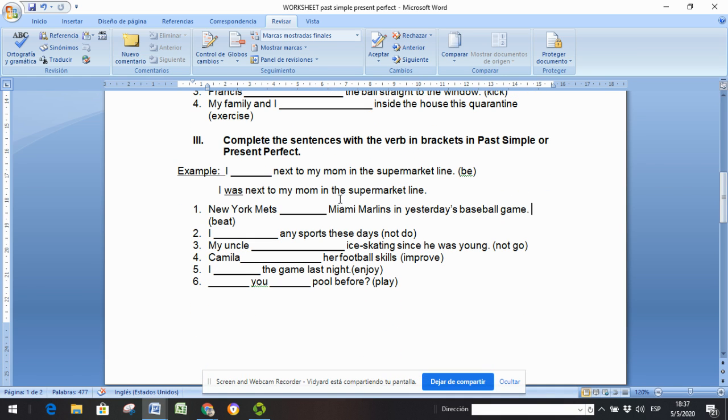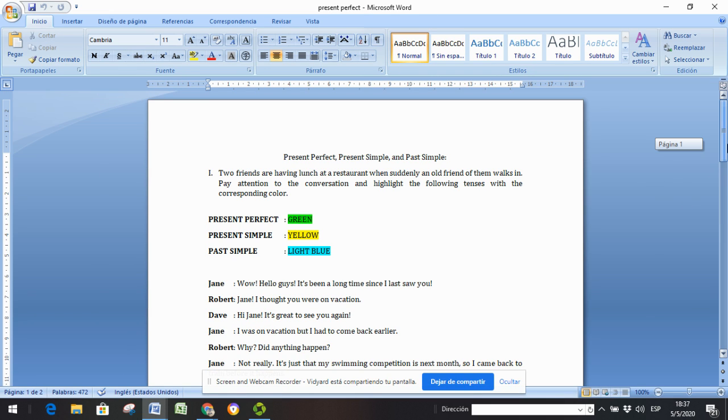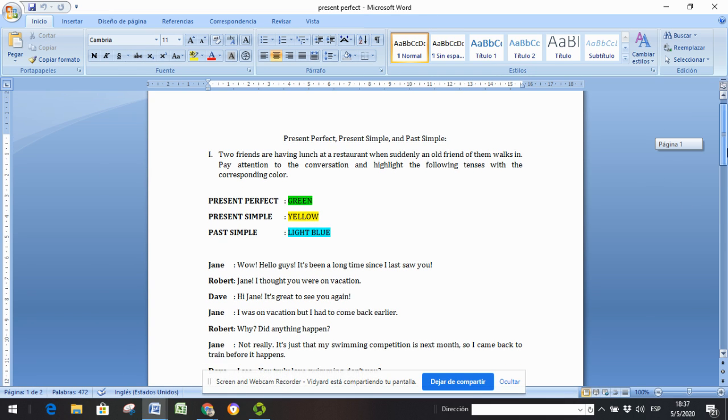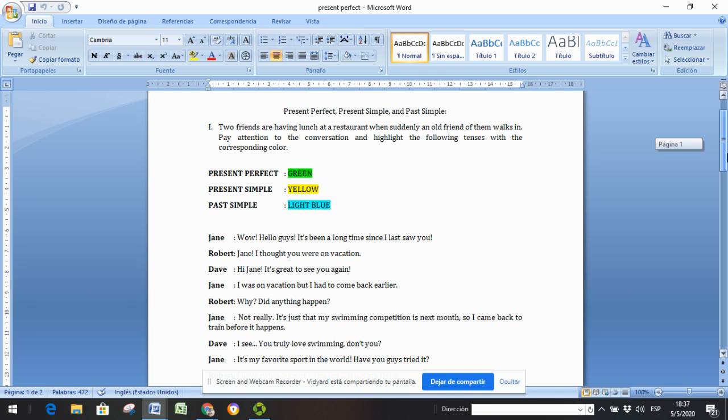In activity number 3, you have to differentiate actions that happened in the past in a specific moment from actions that are still happening or that started in the past but affect the present in a way. Now that you're finished, we're going to go with the next worksheet. That is in a conversation. Here we are going to differentiate present perfect, present simple, and past simple.